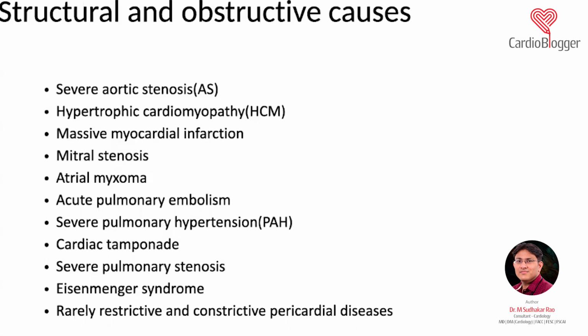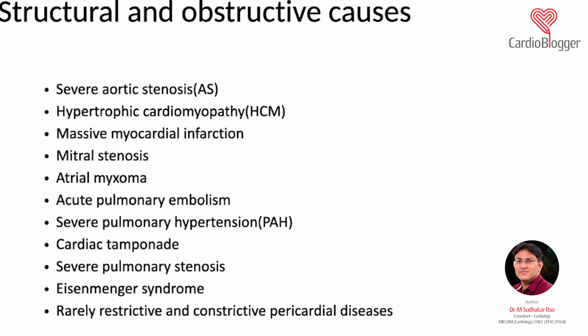Ball valve thrombus or the left atrial myxoma, because of the low cardiac output, can present with syncope. Acute pulmonary embolism, we know, because of the low RV cardiac output, can present with syncope. Severe pulmonary artery hypertension, again because of the low cardiac output, can present with syncope. Cardiac tamponade, we know there is no filling of the ventricle, it cannot empty also, it can cause syncope. Severe pulmonary stenosis, again because of the low RV cardiac output, can present with syncope.